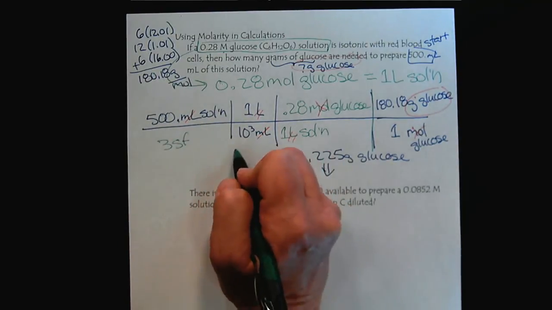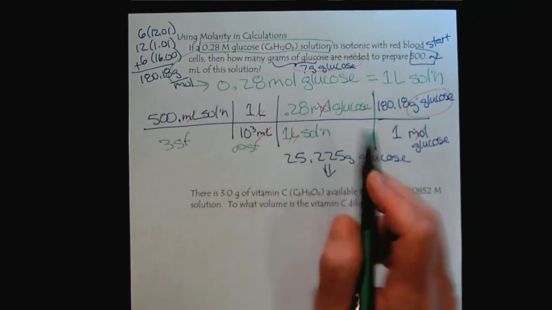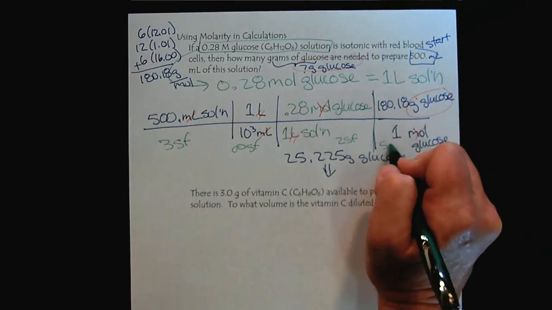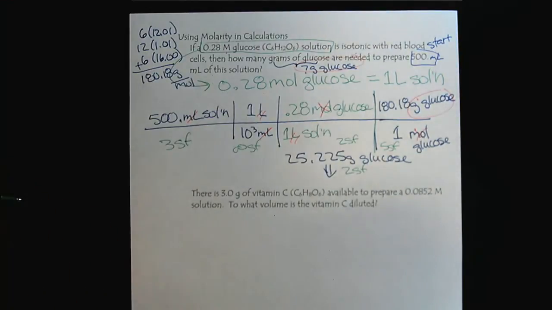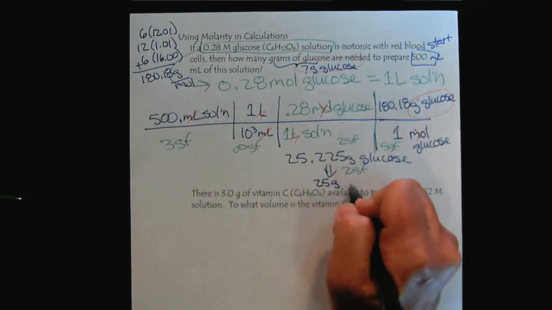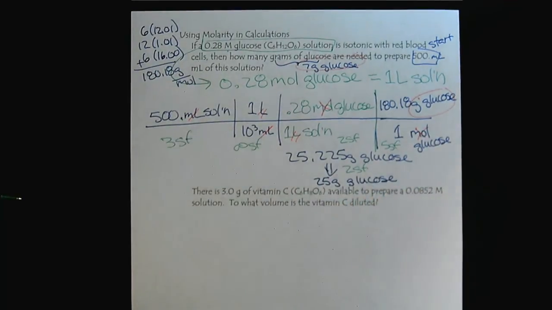The concentration of glucose has only 2 sig figs, and the molar mass has 5. So the worst data limits our result. So we would only need to weigh out 25 grams of glucose to prepare the solution.